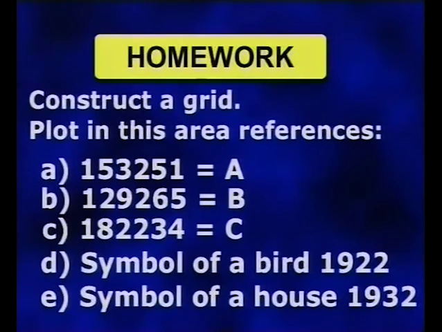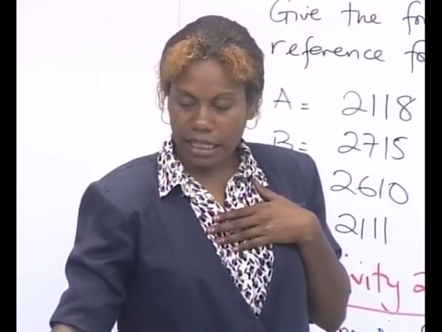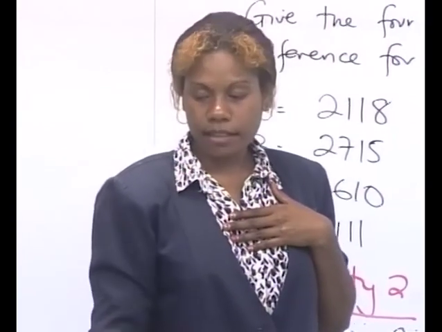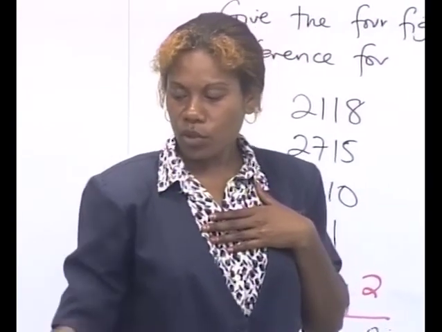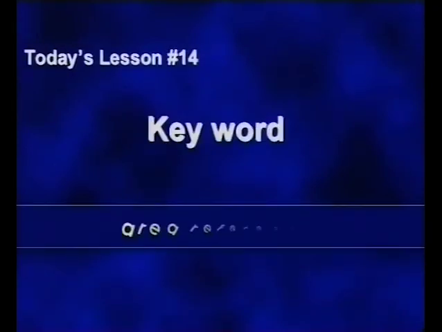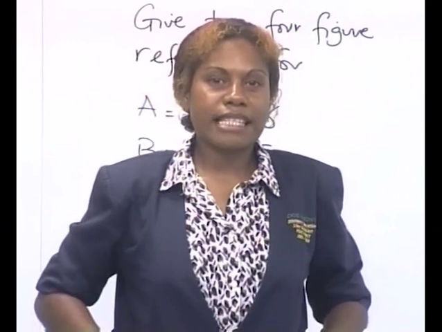All right? Grid references. All right, 8Cs, that brings us to the end of our lesson. In our next lesson, we're going to look at human settlement or human environment. Keyword for today's lesson, class, read. Thank you, 8Cs, receiving school students and teachers for listening.